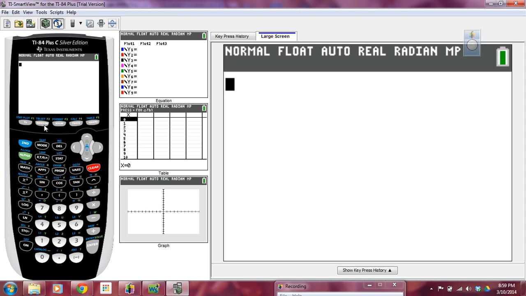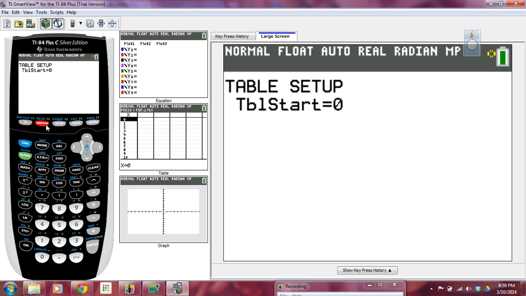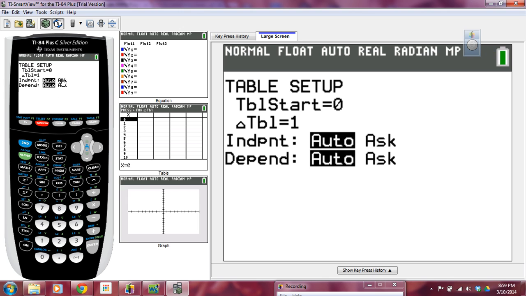Okay? So, first things first, we're going to press second window to bring up the table setup menu. So right down here where it says independent, we want to change that to ask because we want to do our own work. Okay? So change that to ask. Now we're all set up.